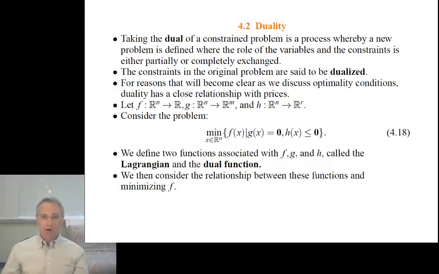In this second part of the material on optimization, we are going to cover duality and optimality conditions for some of our continuous constrained optimization problems. So first, let's talk about duality.